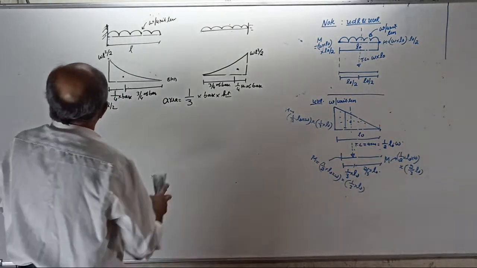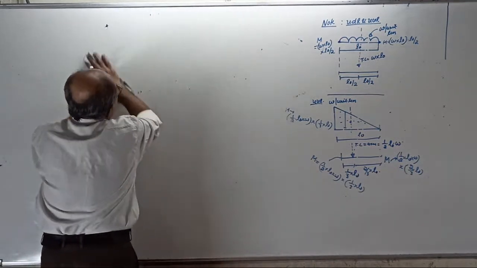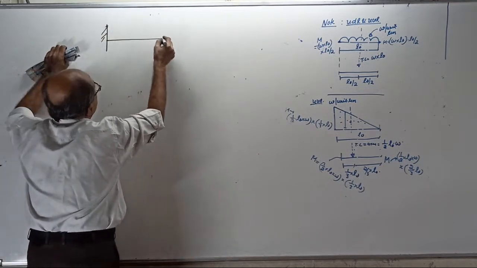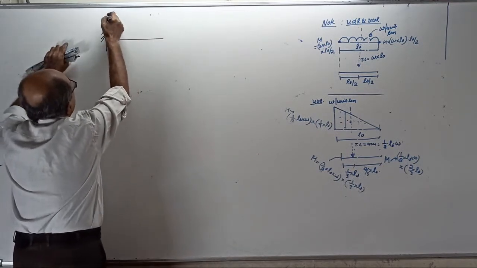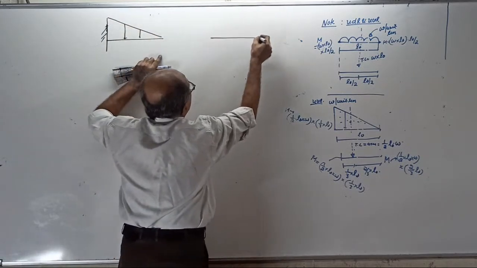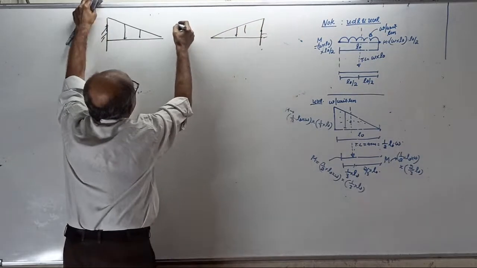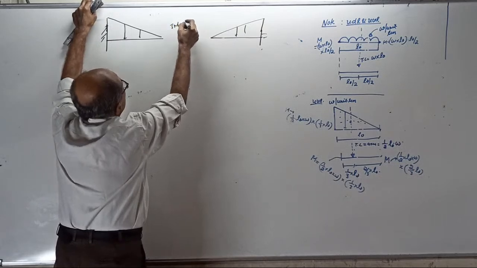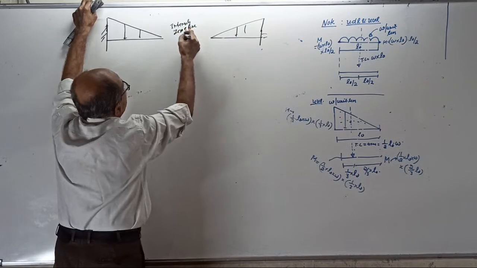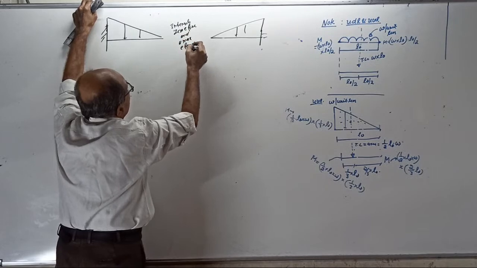Okay. Now, next, I will remove this one. Suppose there is a cantilever. Remember, uniformly varying load is like this. Very important. I will tell you why I am telling this way, to avoid confusion. You should tell intensity 0 at free end and maximum at fixed end. Don't tell left and right end.